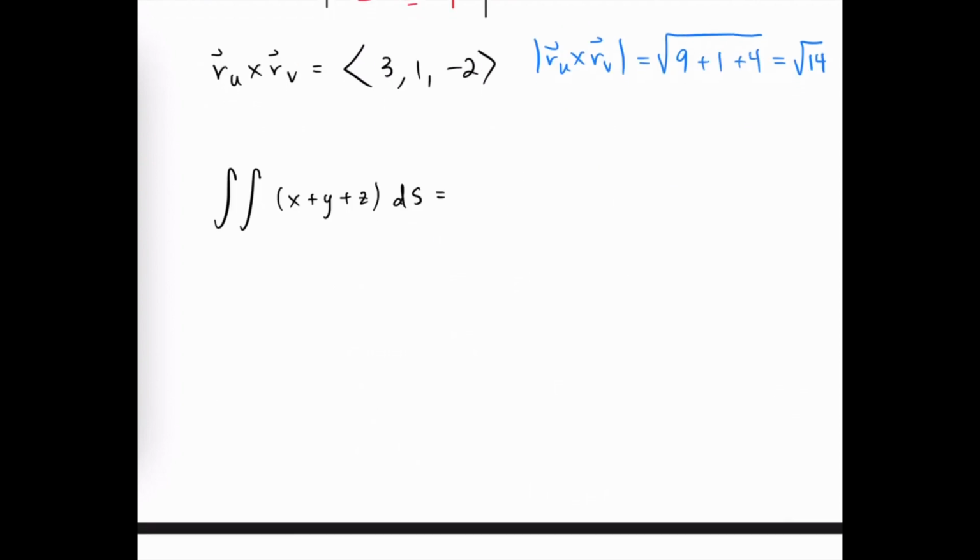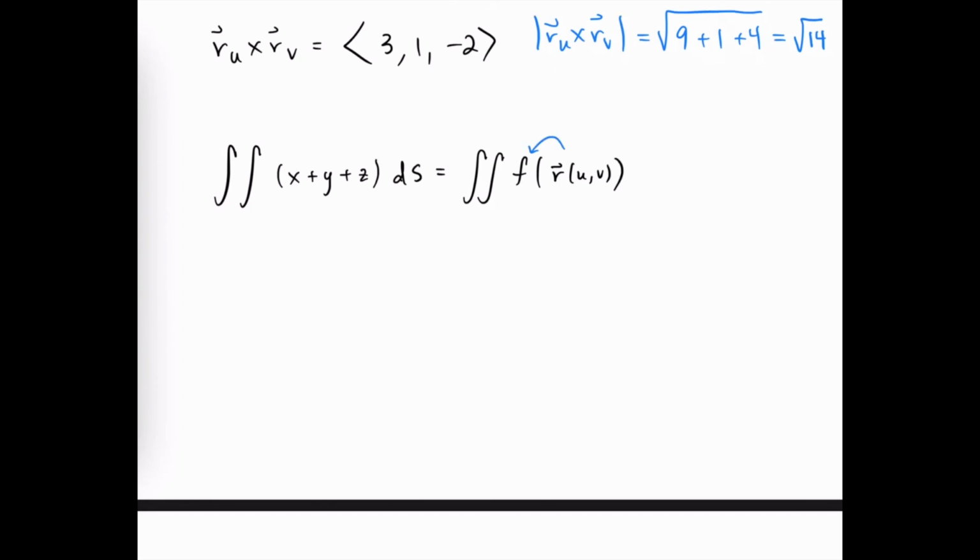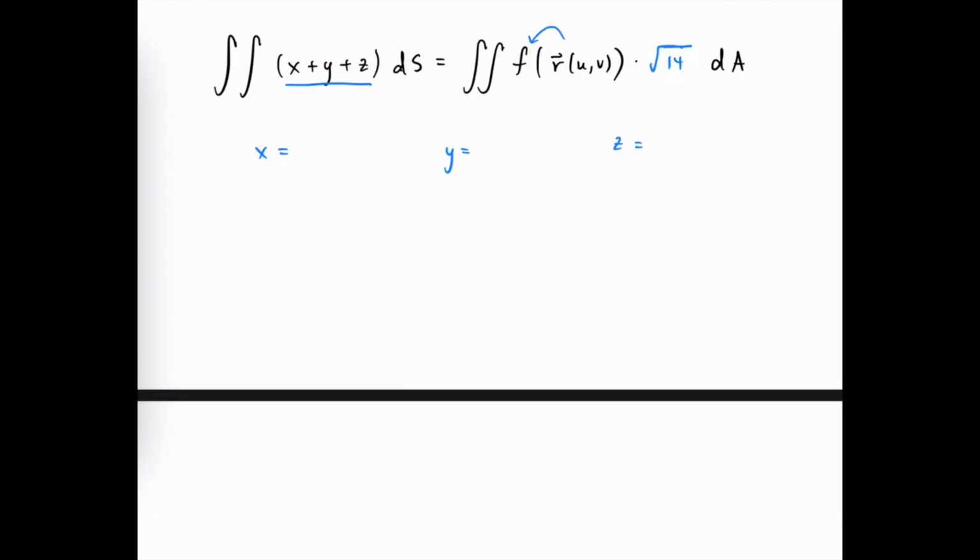So the original surface integral was x plus y plus z dS, and we're using the formula where we're going to plug the parametric equations for x, y, and z into the previous integrand, again with the intention of converting everything into u and v. And then that gets multiplied by the magnitude of this cross product, which we just found to be rad 14. And until we decide on our order of integration, we'll just say dA here. From the beginning, we had our parametric equations where x was equal to u plus v, y was equal to u minus v, and z was 1 plus 2u plus v. And let's also bring down our limits on u and v.